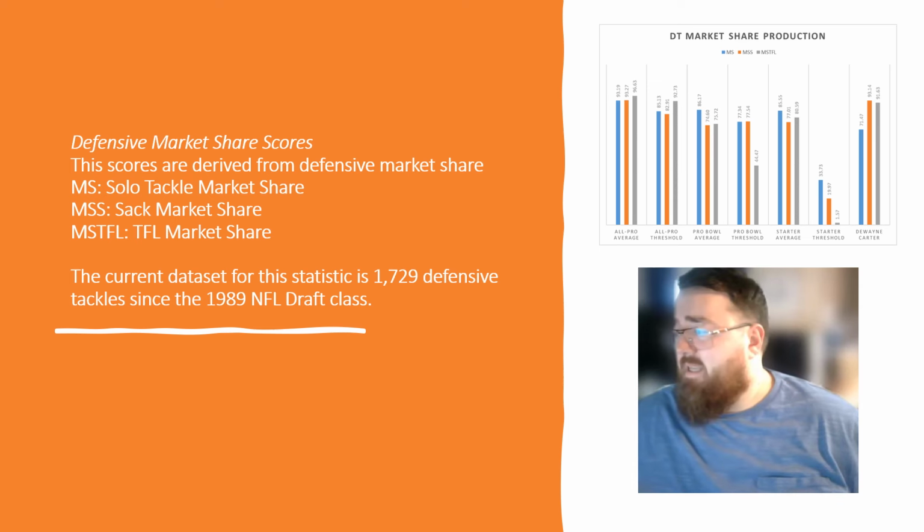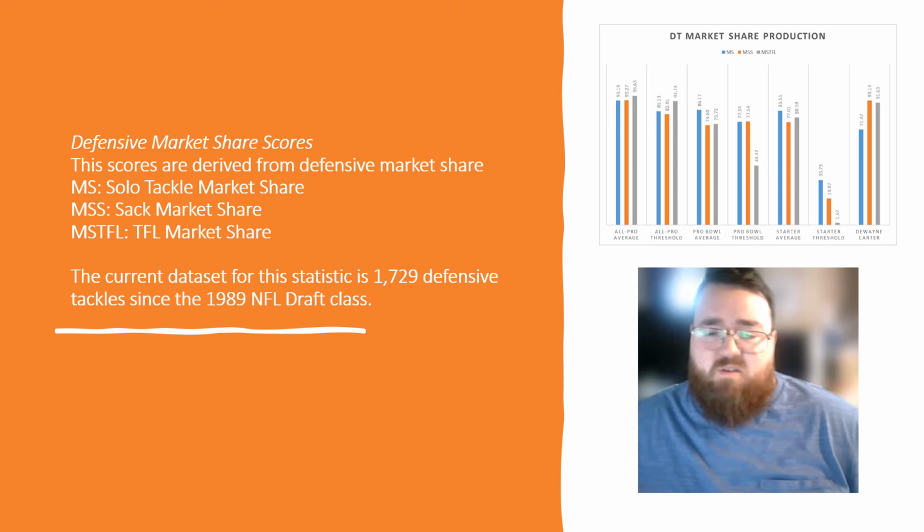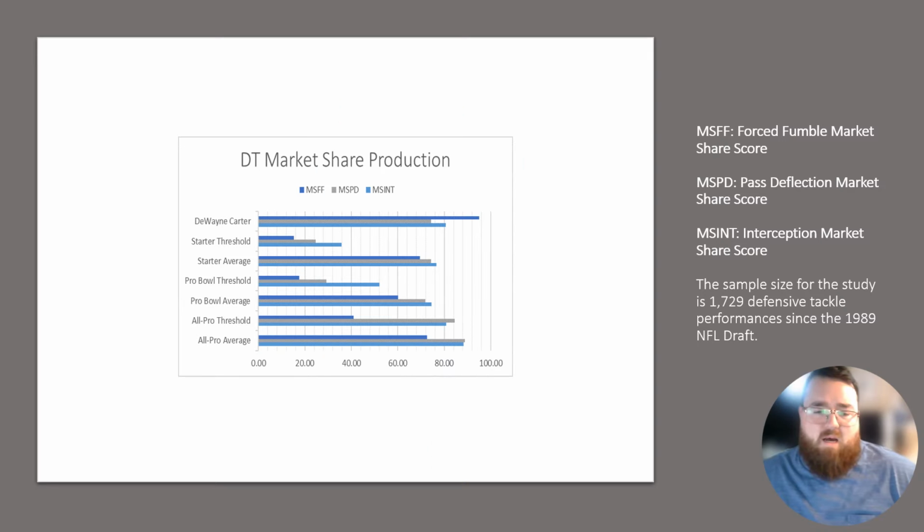So taking a look at his defensive tackle market share data, he had a 71.47 solo tackle score. He had a 93.14 sack score and a 91 percentile in terms of tackles for loss. Based on his other market share scores in terms of forced fumbles, pass deflections, and interceptions, he did really well in terms of all those numbers right there.